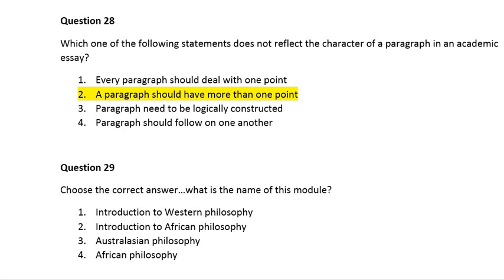Question 29. Choose the correct answer. What is the name of this module? Number 1, Introduction to Western Philosophy. Number 2, Introduction to African Philosophy. Number 3, Australianism Philosophy. Number 4, African Philosophy. So guys, here the correct answer is number 2, which is Introduction to African Philosophy.